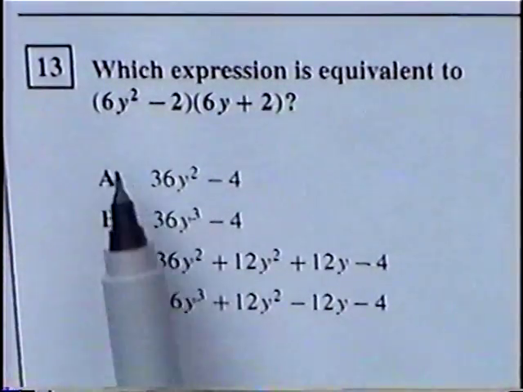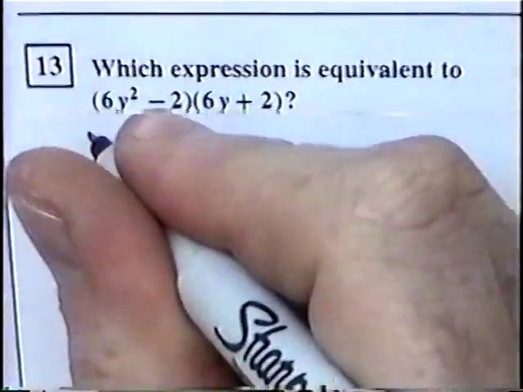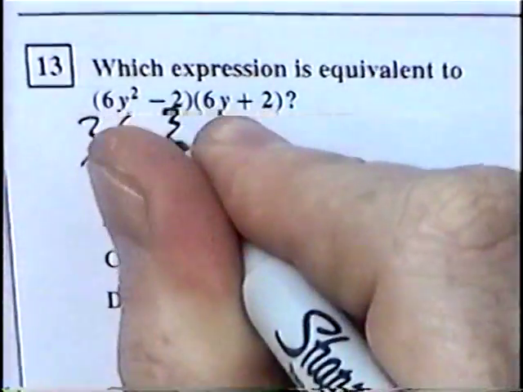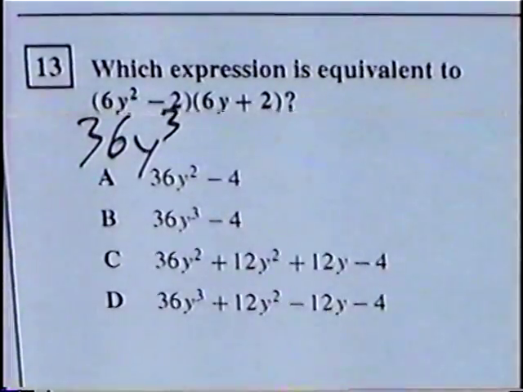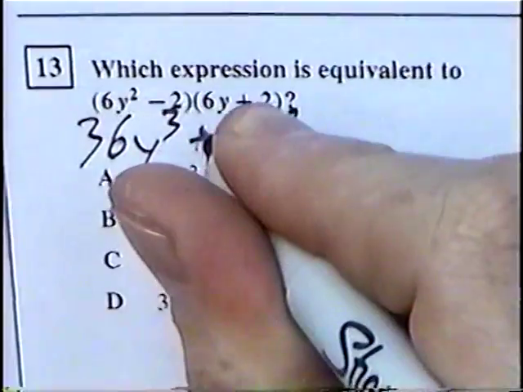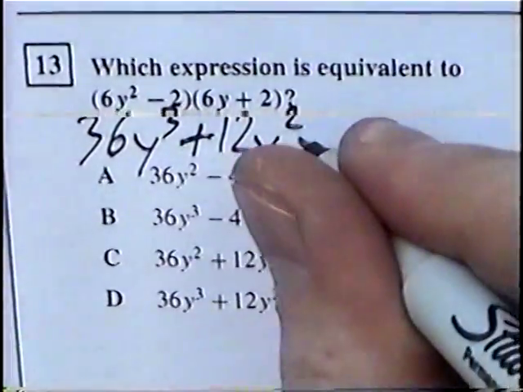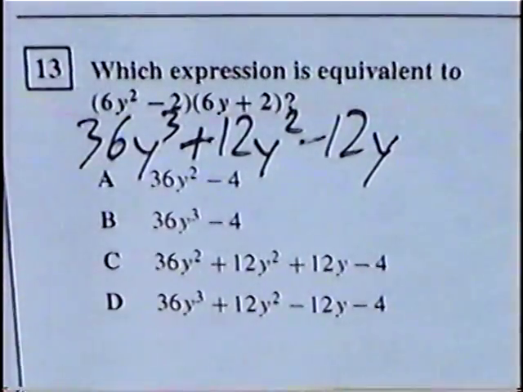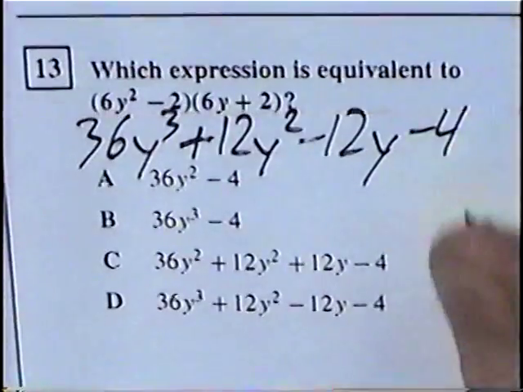Multiplying using FOIL, 6y squared times 6y would be 36y cubed. The outside terms, 6y squared times 2 would be plus 12y squared. The inside terms, negative 2 times 6y would be minus 12y. And the last terms, negative 2 times 2 would be minus 4.